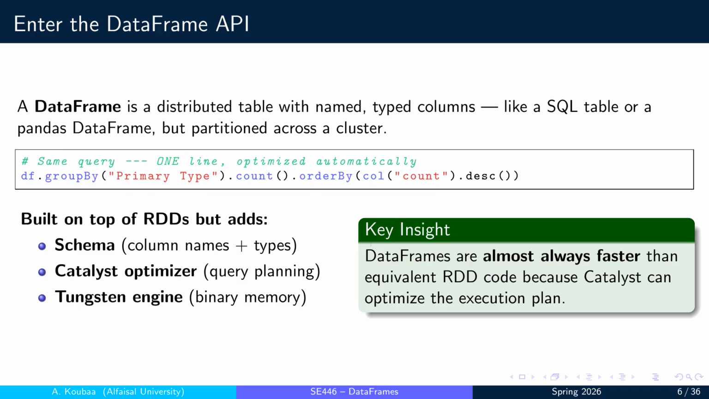As a consequence, data frame operations are almost always faster than equivalent RDD code, because Spark can intelligently optimize the work it needs to do before executing it.